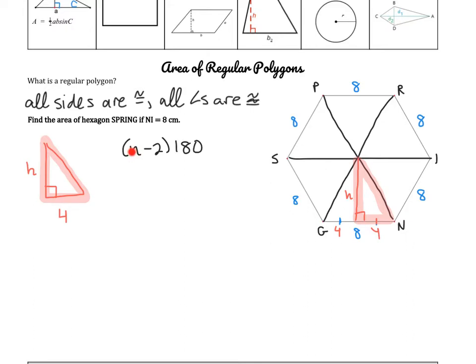So if you remember, in a triangle, we have 3 sides. So (3 minus 2) times 180 is 180. In a square, we have 4 sides. So (4 minus 2) is 2, times 180 is 360, which is the sum of the angles in a square.